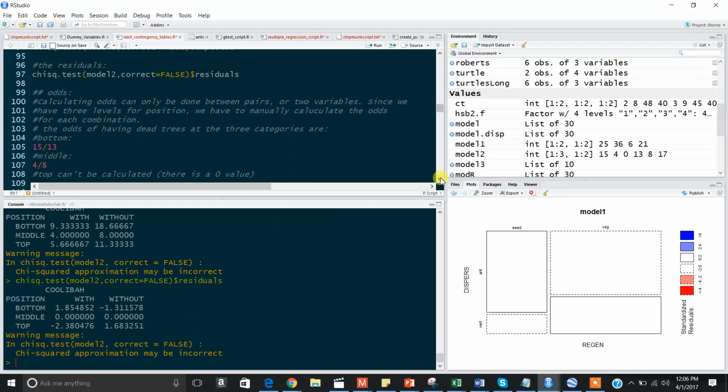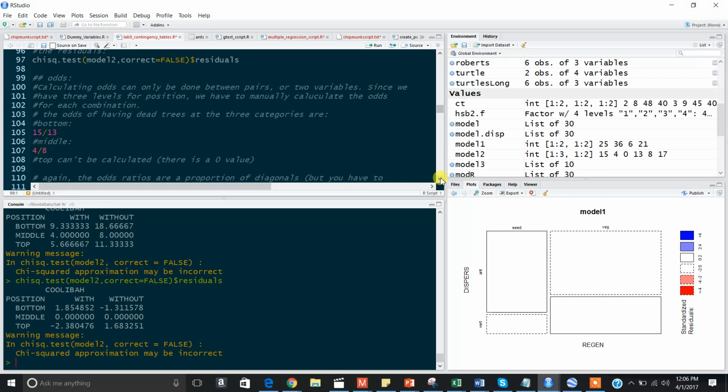All right, so let's actually calculate the odds. Now, calculating the odds can only be done between pairs or two variables, and we have 3 levels for position. So we have to manually calculate the odds for each combination. So the odds of having dead trees in 3 categories are as follows. You have the odds for your bottom level, you have the odds for the middle level, and then again, top cannot be calculated because they're both 0 values. And again, that's because your observed value was equivalent to your expected.